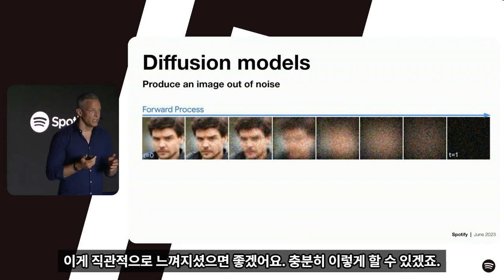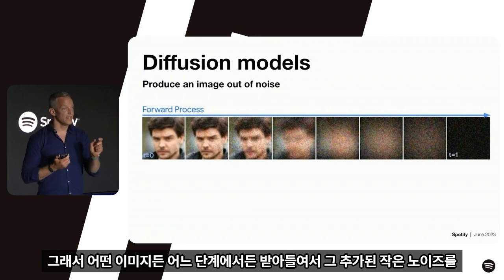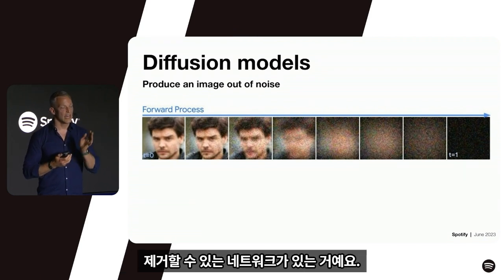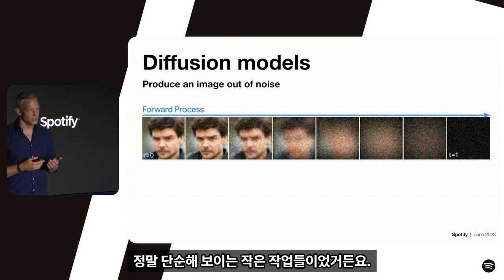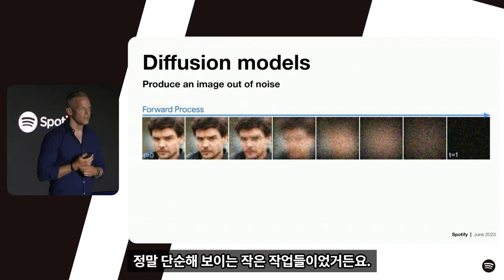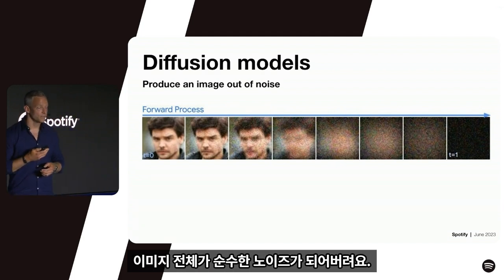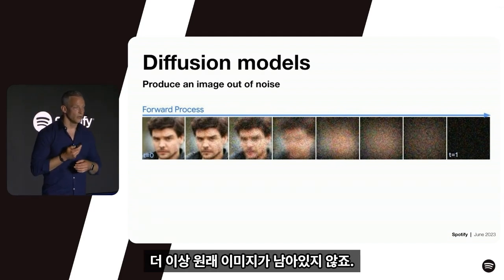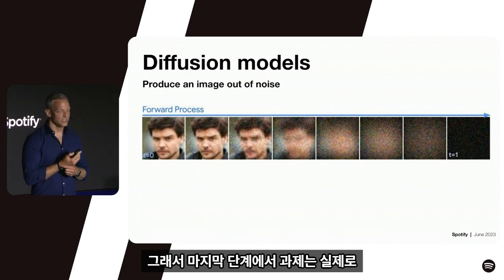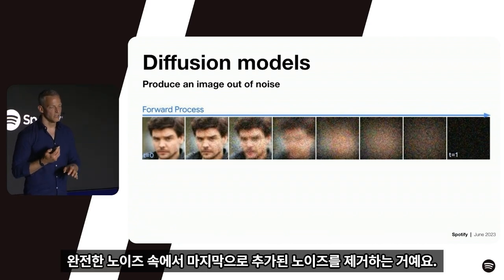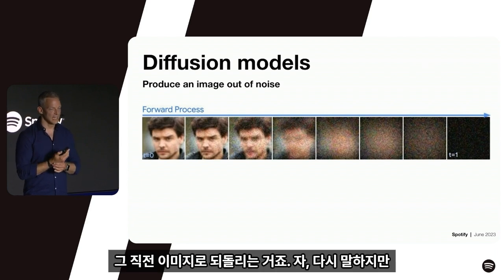So hopefully it's intuitive that you could do this. You have a network that can take an image at any stage and remove that additional little noise. Because if you think about it, at every stage, it was a deceptively simple little task. But at the end, you've added so much noise that there is pure noise in the image. There is no image anymore. So to the right, the task is actually to remove the last piece of added noise, from complete noise to almost complete noise in the second to last image.